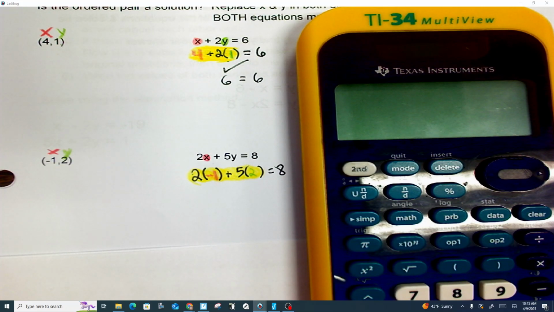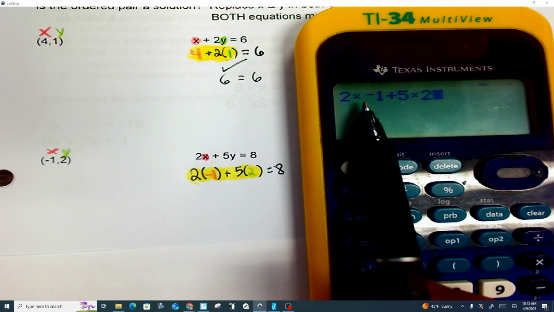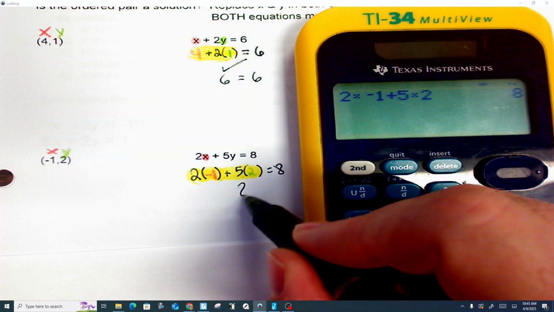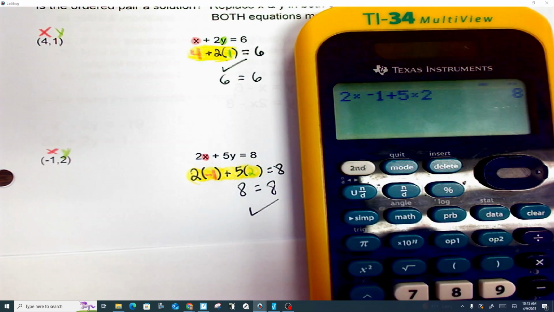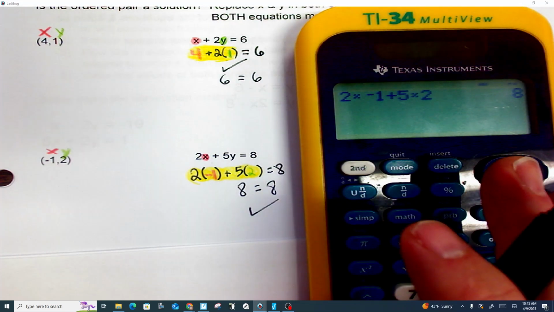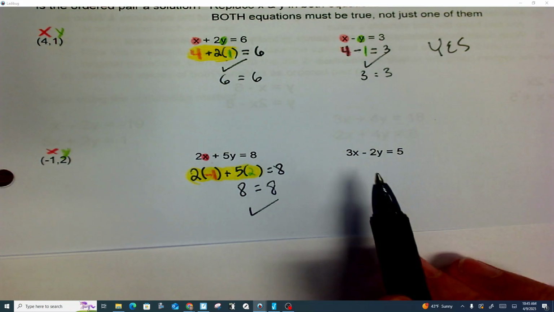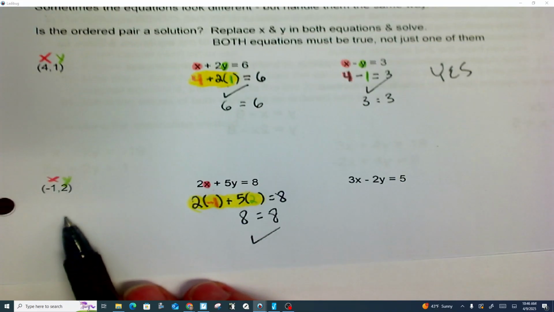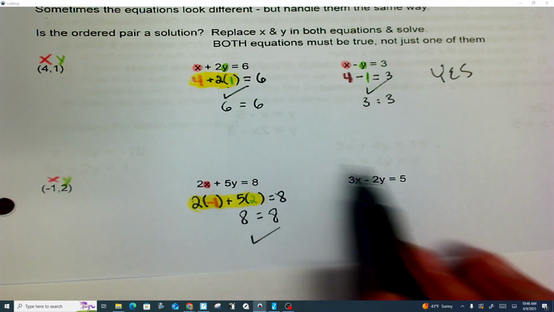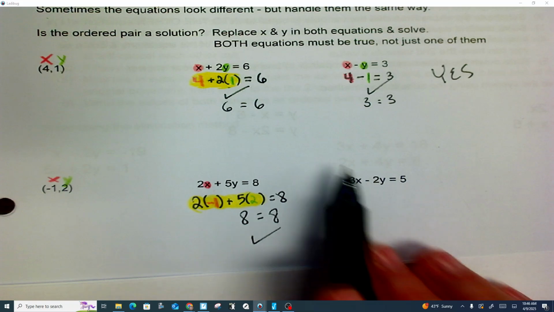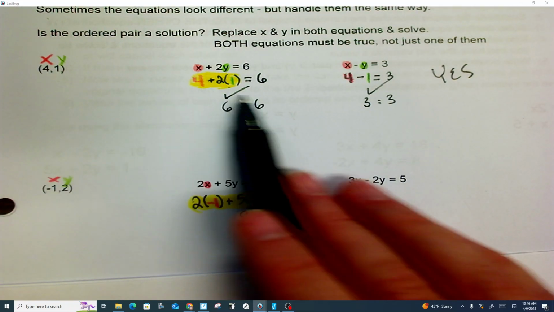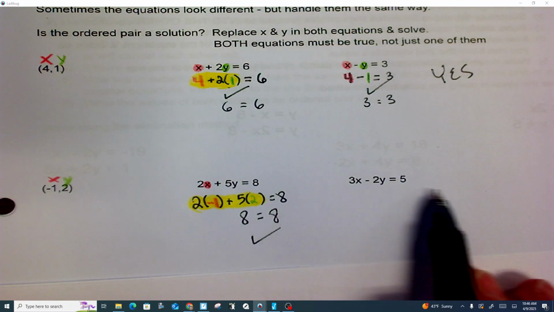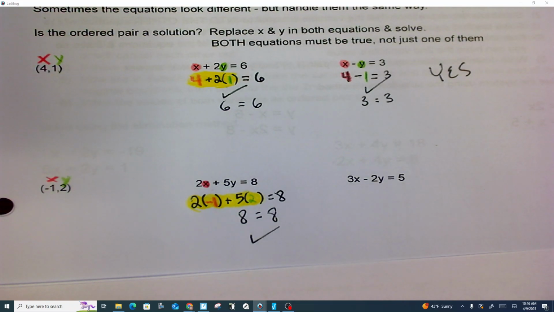So let's test it out. I've typed it all in there. You can see I've got the multiplication in there and the adding, and we do get 8. So this left side is 8, and that's the same as that side. So yes, it's a solution for the first one. However, it still has to make sure that it solves this equation also. It can't just do one equation. If we're saying, is this a solution to the entire system, you have to check both equations. Up here, the 4, 1 made both of these true, so yes, that's a solution. If this one doesn't work for this equation, I'll say no, and it's that simple.